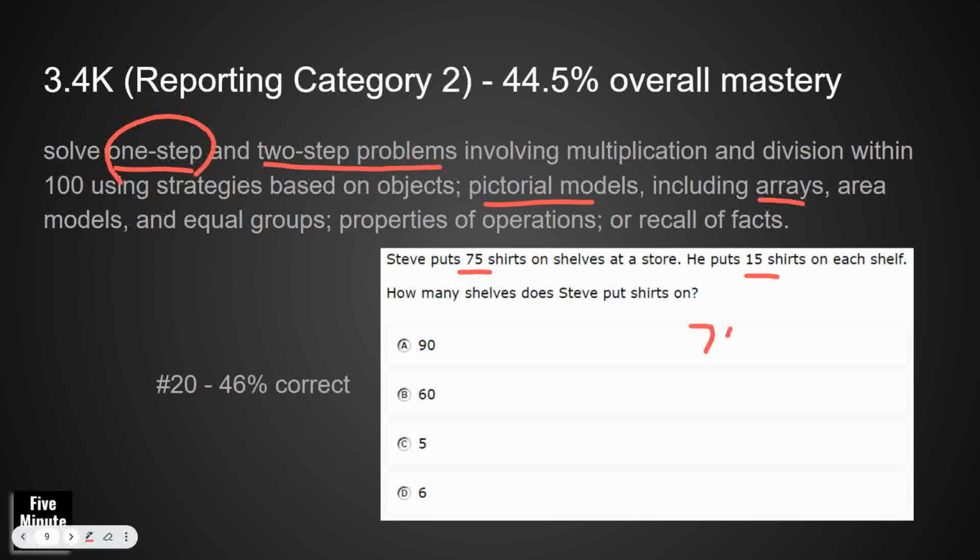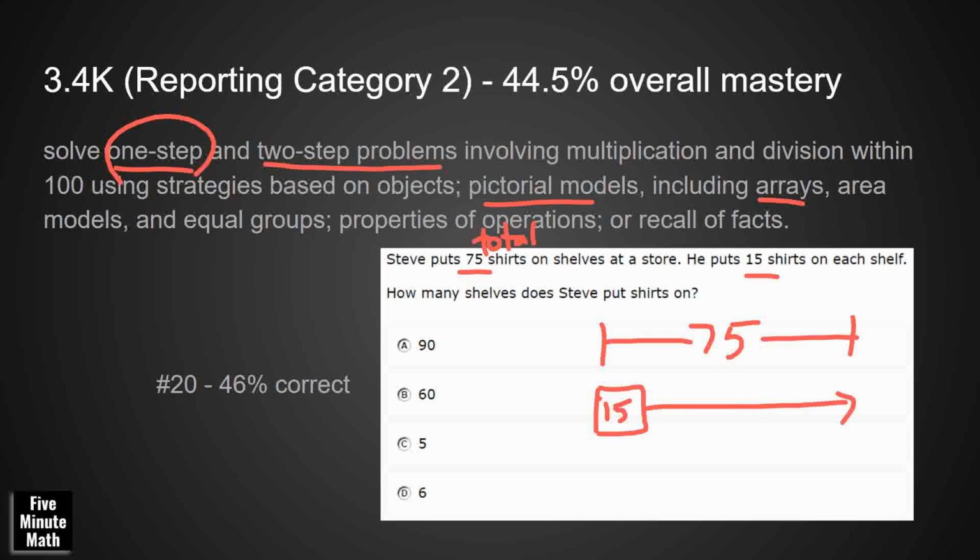We've got Steve, he's got 75 shirts. He puts 15 shirts on a shelf. So I can present it like this. So here's my total, right? We always need to identify what's the total or what's the whole. I've got 75. He puts 15 on each shelf. So there's a few different ways to represent that, right? Where the number of groups is unknown, I'm going to represent it like this. I know that my divisor is 15. I just don't know how many 15s go up to 75, right?